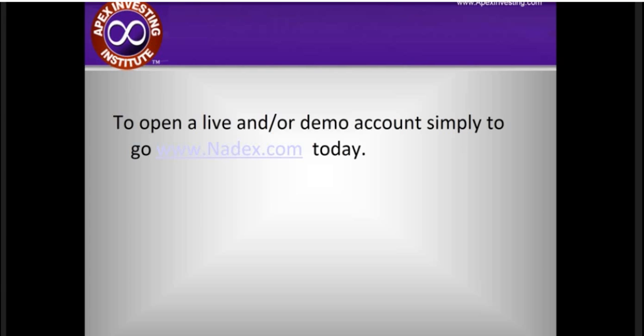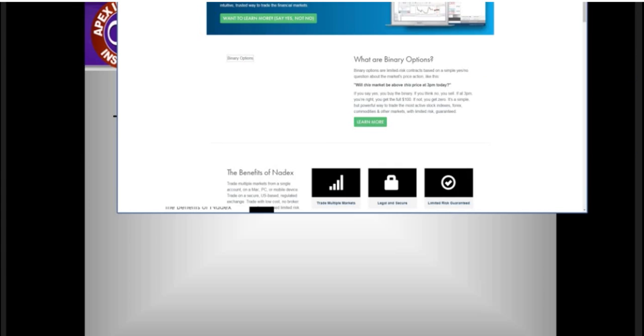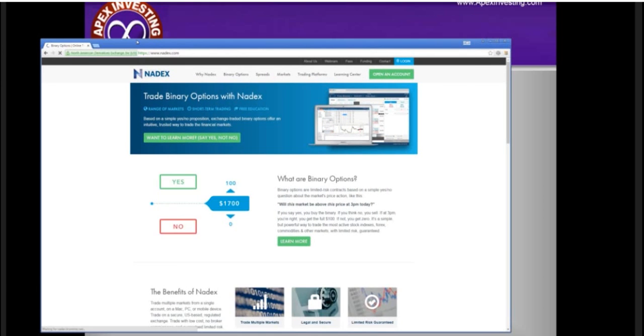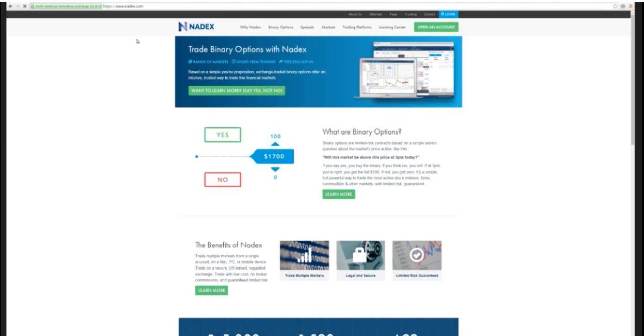If you want to open a Nadex account, and we'll talk about Nadex, you can open a free lifetime demo account and try all this out without having to risk a dime. You just go over to nadex.com. That's one of several links I'm going to be showing you today to help you get started on day trading options. Nadex has two types of options, and we're not really going to be talking about the binaries today.